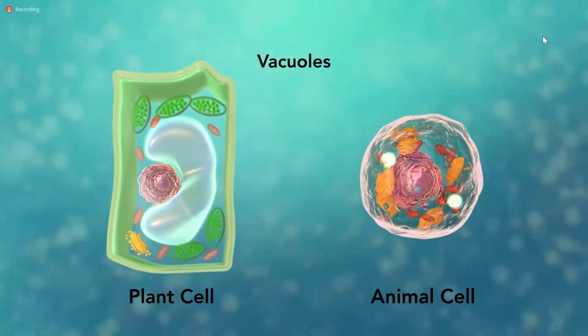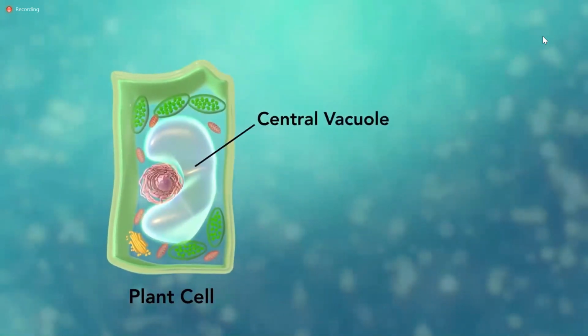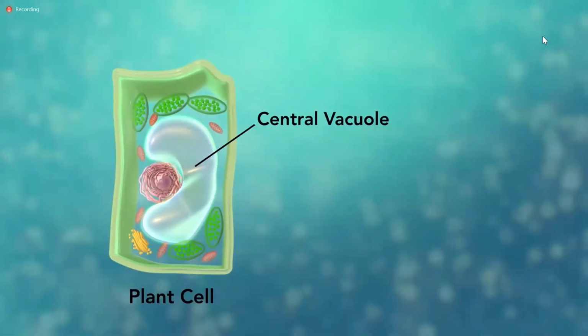Vacuoles are sac-like structures that store different materials. Here, in this plant cell, the central vacuole stores water.